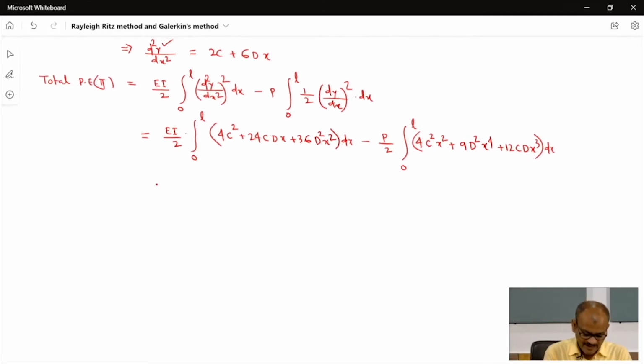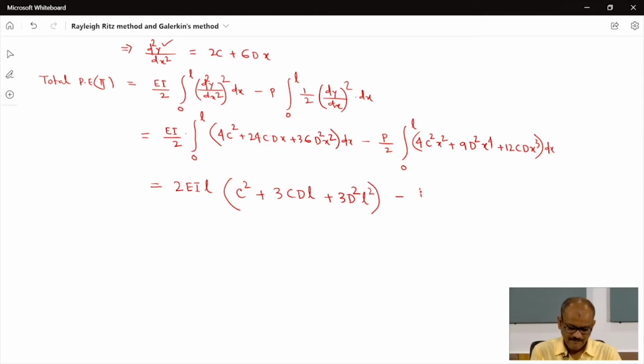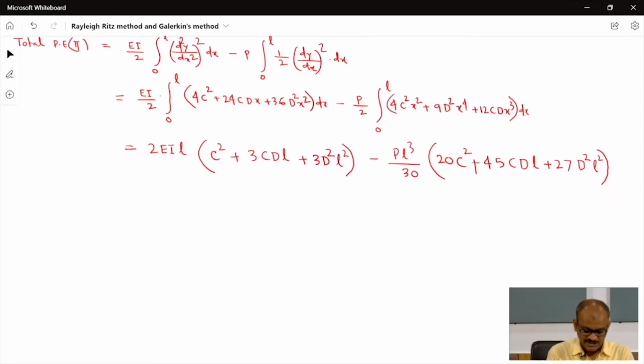If you simplify it, this becomes 2 EI into L. If you integrate this and simplify, this becomes c square plus 3 cd L plus 3 d square L square, minus P L cube by 30 multiplied by 20 c square plus 45 c d L plus 27 d square L square. So, this is the total potential energy.